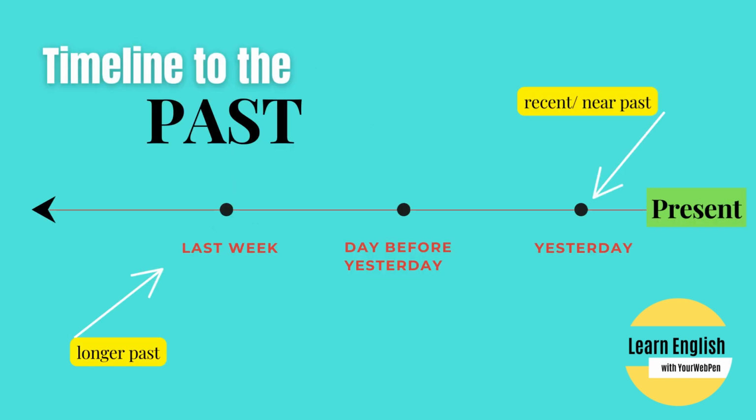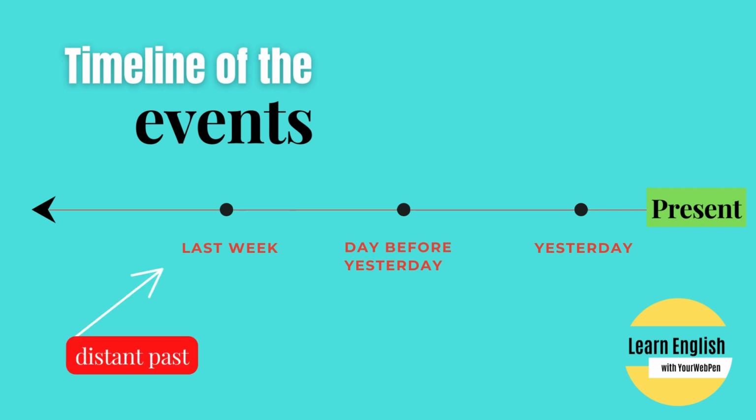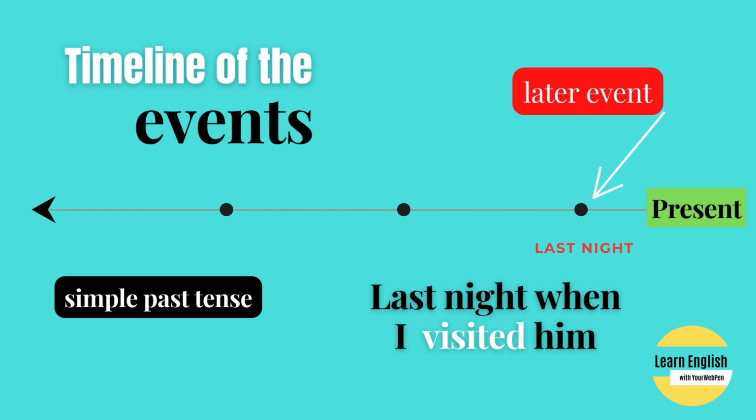So now, if we start thinking, think about the later event first. Later event means which is nearer to the present, and distant past or further past is the past perfect tense. So take for example, last night when I visited him, this is a past statement, and something happened before that, something was completed before that. Use past perfect tense for that.